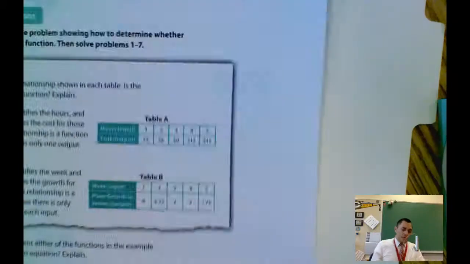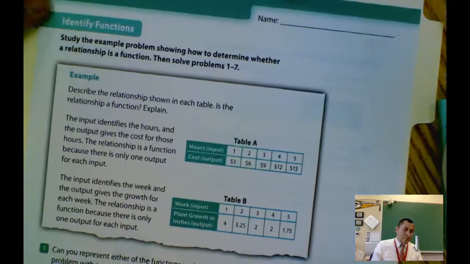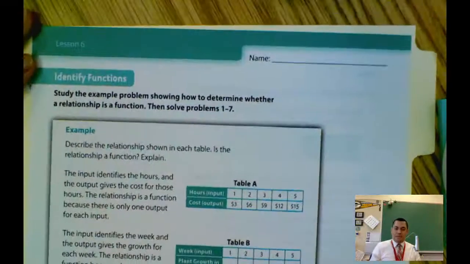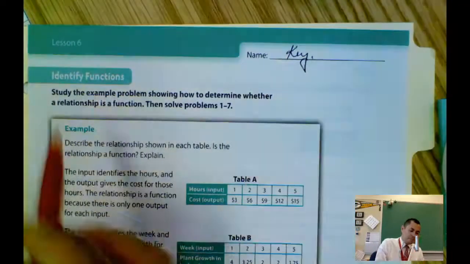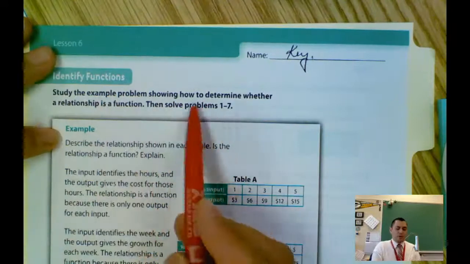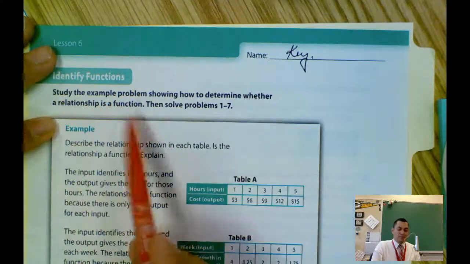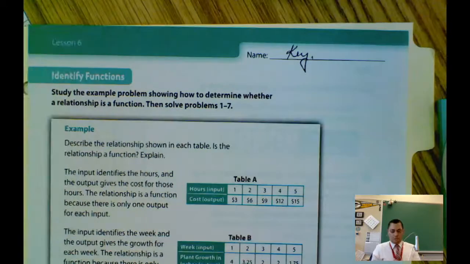Now let's do page 77. Now we are identifying functions in lesson 6. This is the key. Study the example problem showing how to determine whether the relationship is a function, then solve problems 1 through 7. We're going to do only 1 through 3, and then we're going to assign the rest next class.